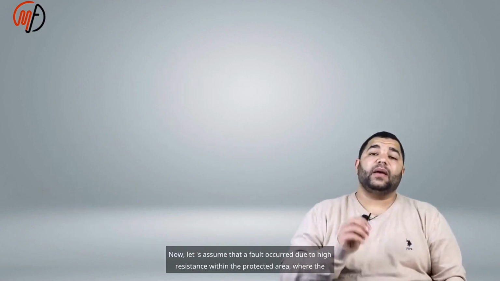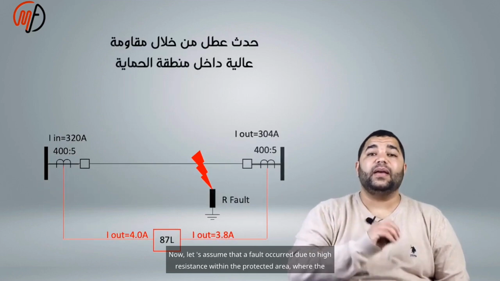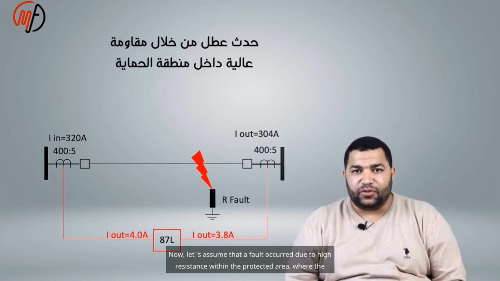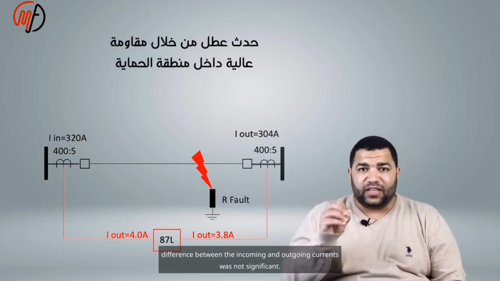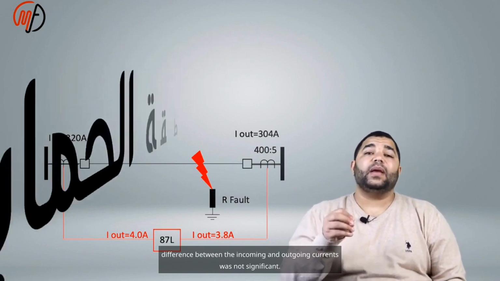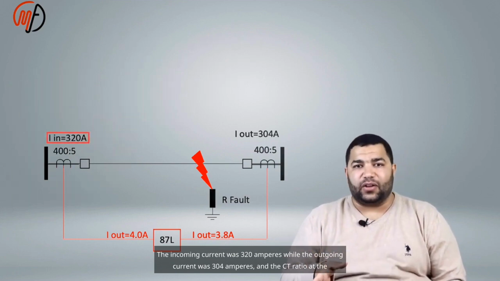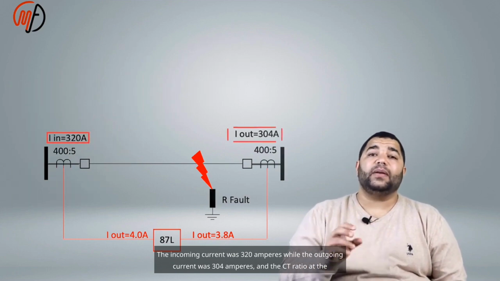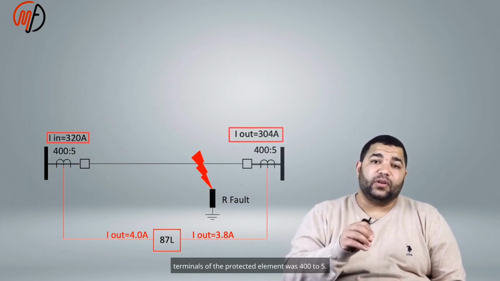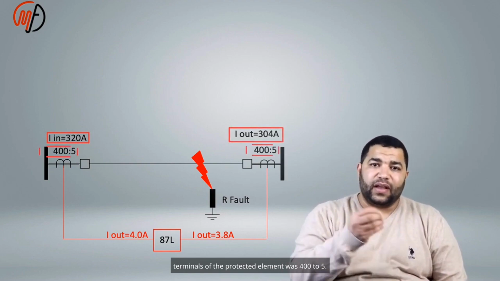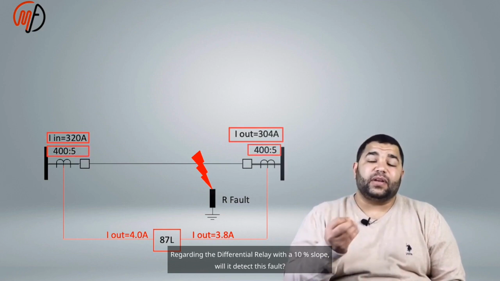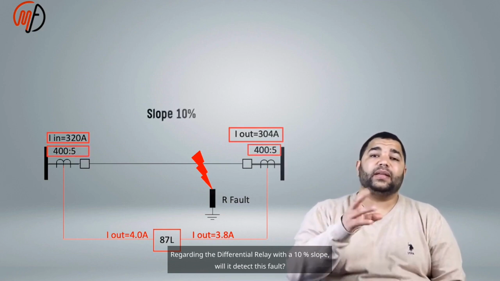Now let's assume that a fault occurred due to high resistance within the protected area, where the difference between the incoming and outgoing currents was not significant. The incoming current was 320 amperes, while the outgoing current was 304 amperes, and the CT ratio at the terminals of the protected element was 400 to 5. Regarding the differential relay with a 10% slope, will it detect this fault?